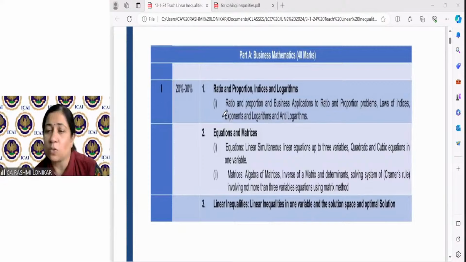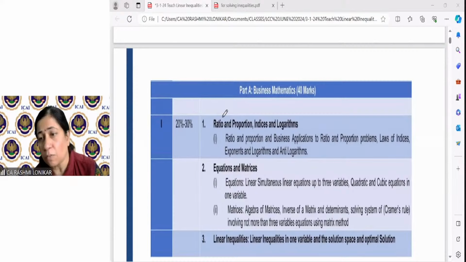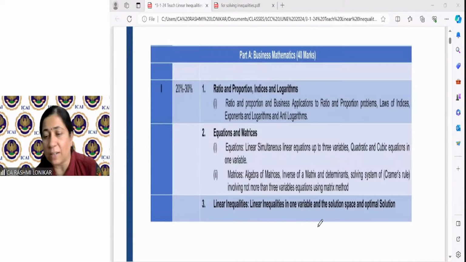Business mathematics consists of 40 marks. Out of this, the first three chapters, 1, 2, and 3, that is ratio and proportion, equations and matrices, and linear inequality, consist of 20 to 30%. If I consider 30%, then 30% of 40 is 12 marks. Out of these 12 marks, there are 3 chapters, so 12 by 3, that is 4 marks. So we can expect linear inequalities in one variable, the solution space and optimal solution, to have around 4 marks of weightage.